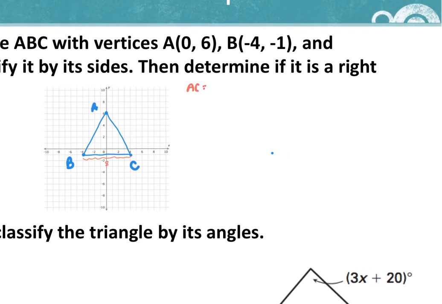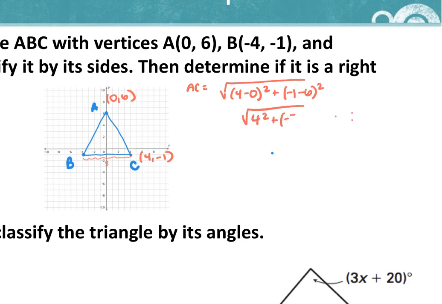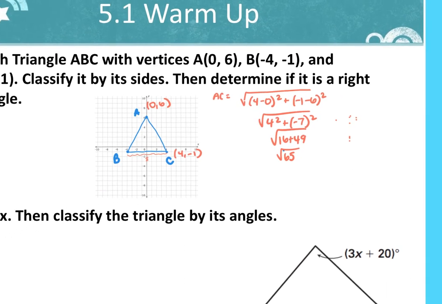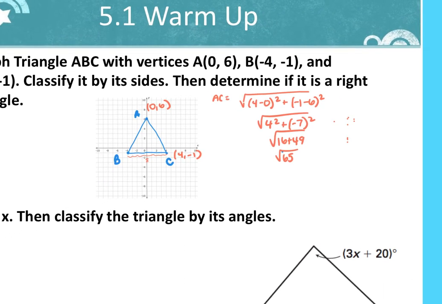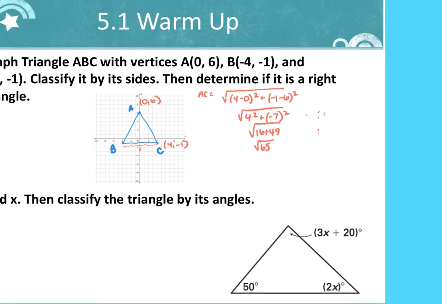So to get AC, I would do the square root of, this one's (4, -1), and (0, 6). So 4 minus 0 squared plus -1 minus 6 squared. I get the square root of 4 squared plus -7 squared. Square root of 16 plus 49, which is the square root of 65. Because I'm just comparing these two, I don't have to simplify that, but obviously if I was giving that answer as the side lengths, I would then check to see if that can be simplified.